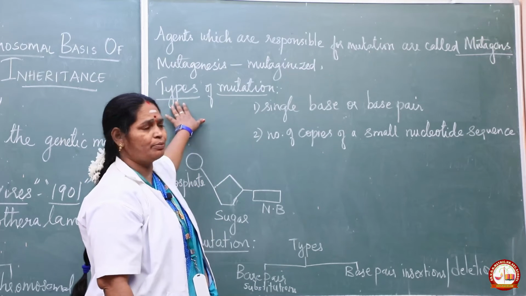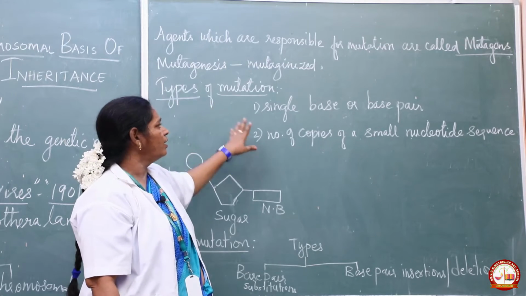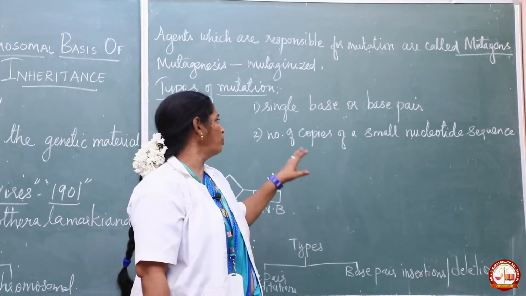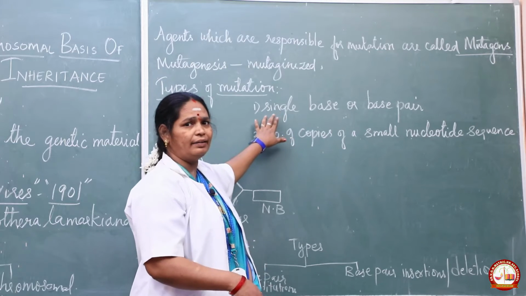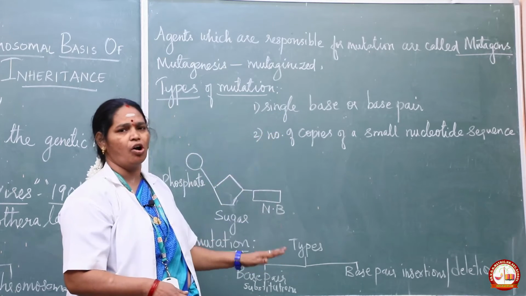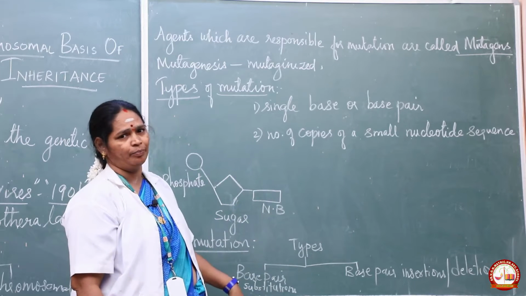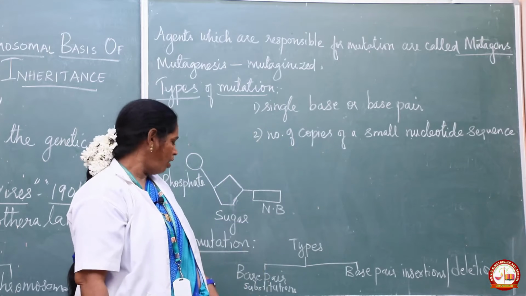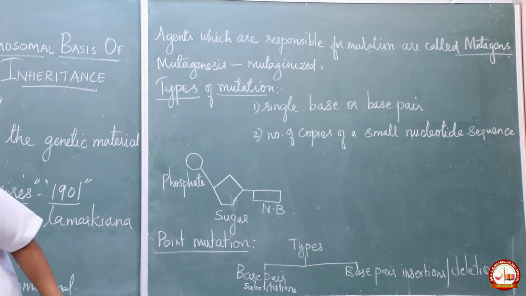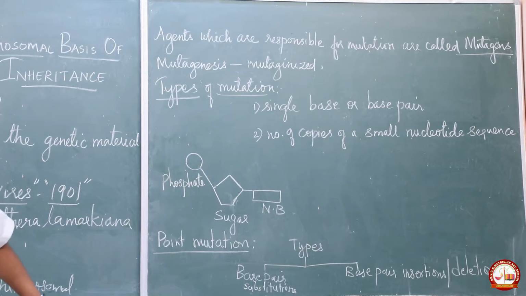The organism which has that mutation is referred to as a mutagenized organism. Let me explain the types of mutation in detail, children. There are two important types. The mutation may occur in a single base or a base pair of a DNA. The change that occurs in a single base or base pair of a DNA, let me explain that in detail.